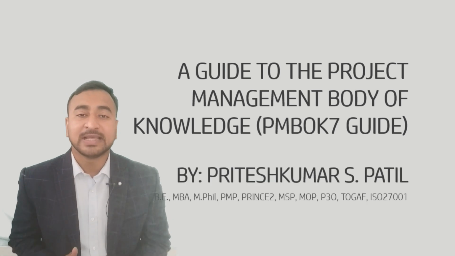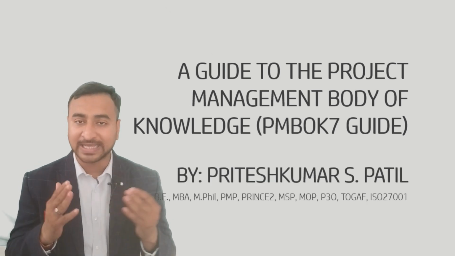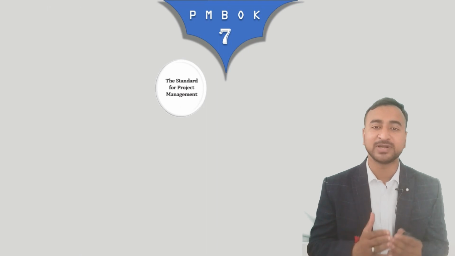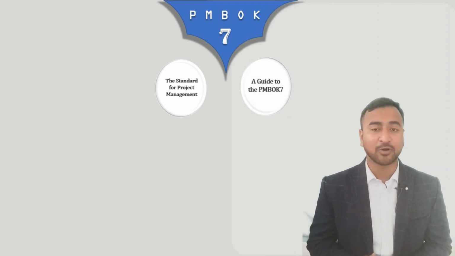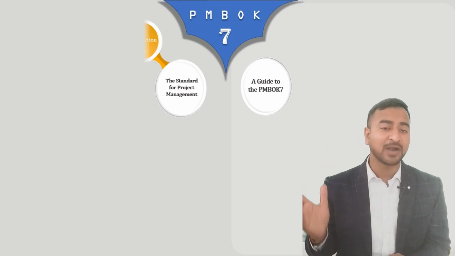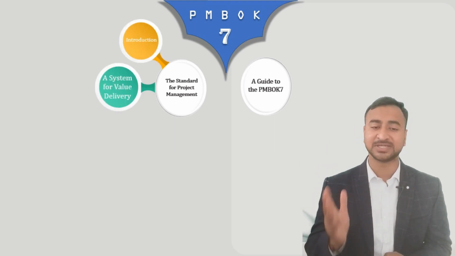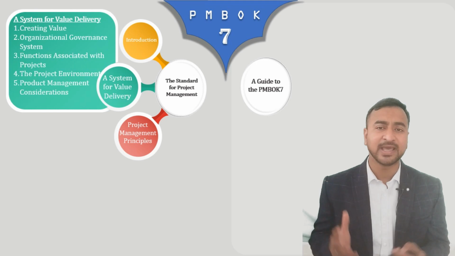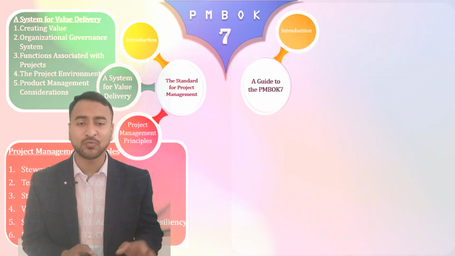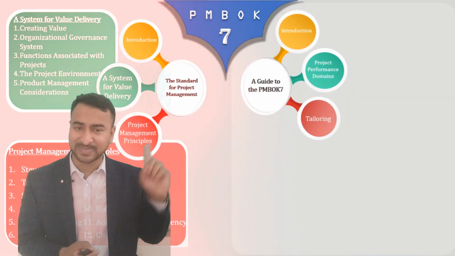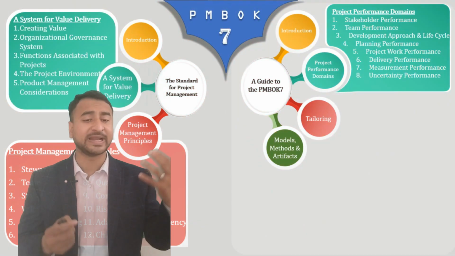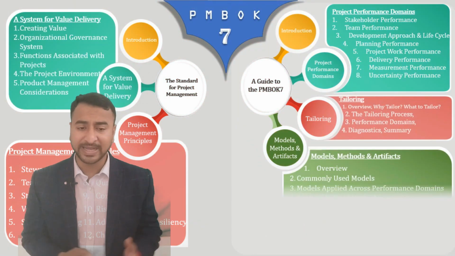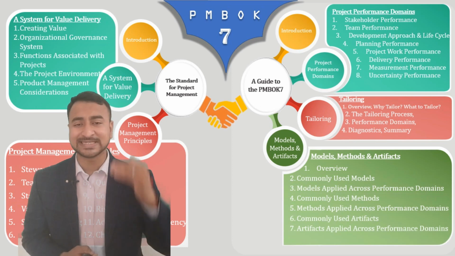So the latest PMBOK 7 version has been divided into two parts. Part 1 is the standard for project management, and part 2 is the guide of PMBOK 7. In part 1 we had already covered the introduction, the system for value delivery and all that. In part 2 we are going to discuss, as you see over here, the project performance domain, tailoring, models and methods, and many more things. So let's discuss one by one.